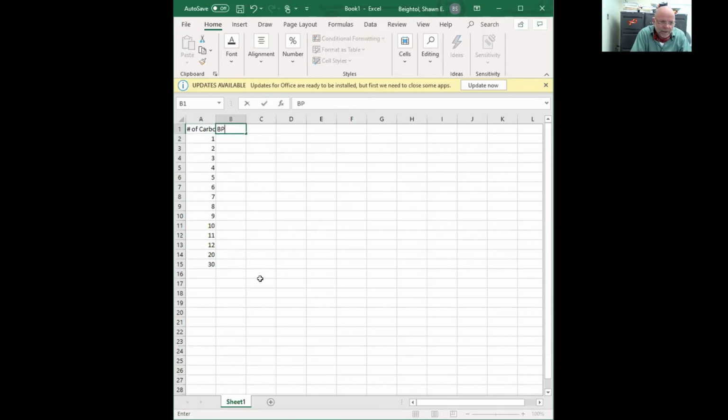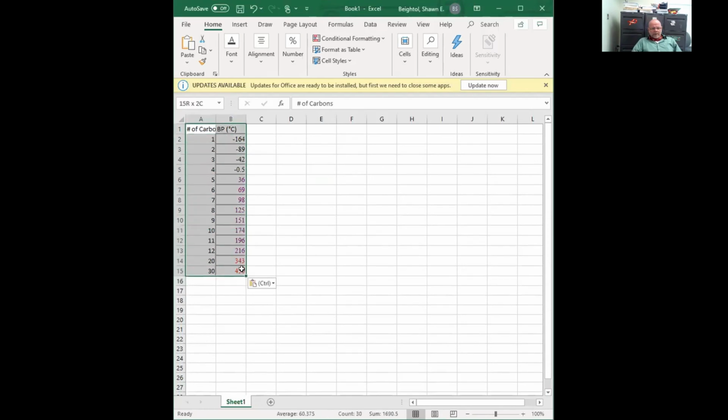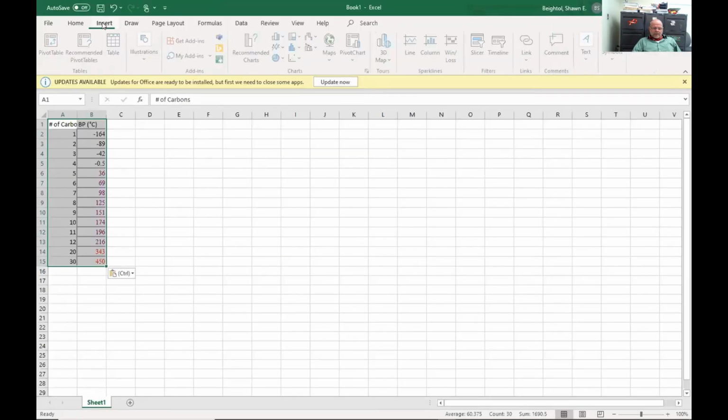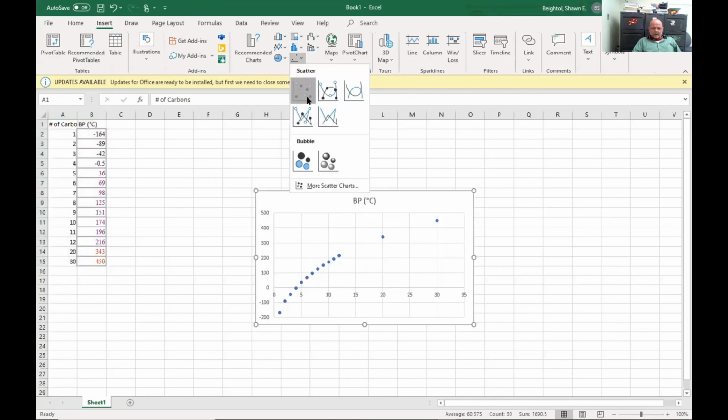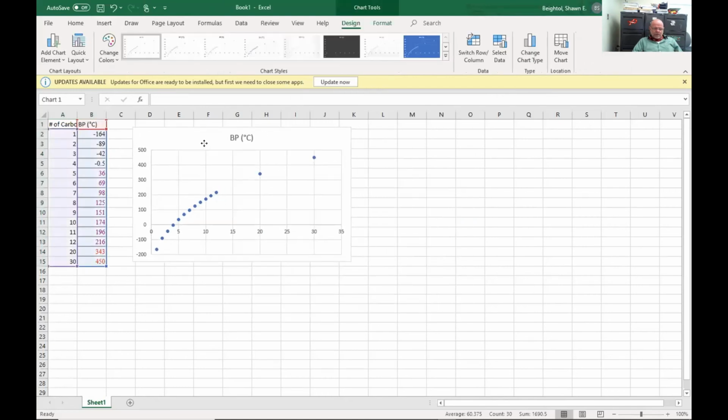And then I want boiling point with degrees Celsius. So let's see if I can do this. Alt 248. Is it going to let me do it? Boiling point. I'm just going to copy and paste right out of notes from the other day. I now have the number of carbons and the boiling point. I select it. I go up to insert. I want an XY scatter graph. Click it. I do not want to connect the dots, so don't choose that one.